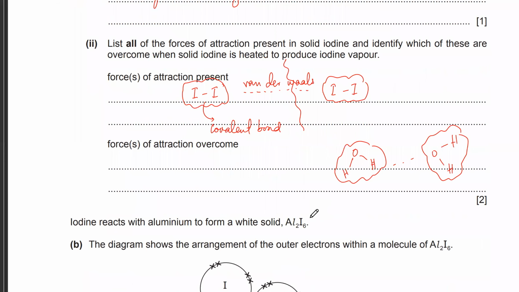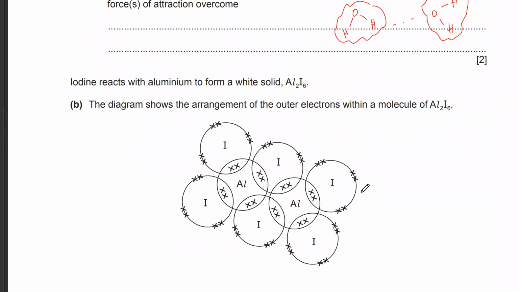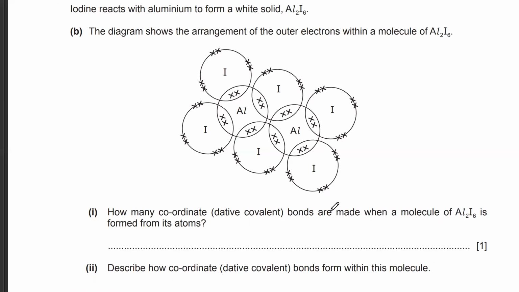Okay. So a diagram shows the arrangement of outer electrons of Al2I6. How many coordinate bonds are made when a molecule of Al2I6 is formed from its atoms? So Al is formed like this. You've got Al. We did this for Cl. The same thing applies to iodine as well. Iodine has lone pairs. In Group 7 it's got 3 lone pairs. This iodine over here has 3 lone pairs. Aluminium's outer shell is not complete. So what happens is they end up forming a dative bond. These two also end up forming a dative bond. Is that clear?